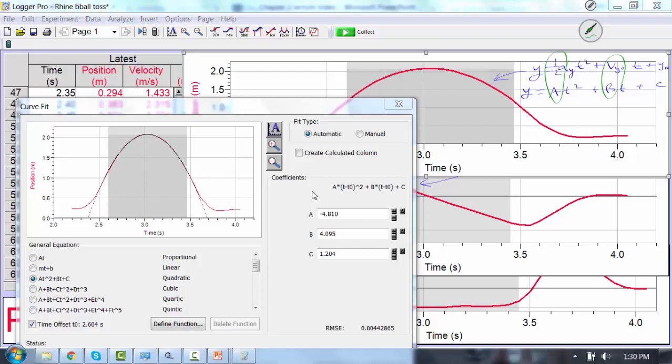And so for the A value, if you look down here, I've got our A value is negative 4.810 equals 1/2 AY. Therefore, if we multiply by 2 on both sides, we get 2 times negative 4.810, which is negative 9.620 meters per second squared equals AY. And of course, our goal was to show that this was a constant acceleration and that the value of the acceleration was 9.80 meters per second squared.